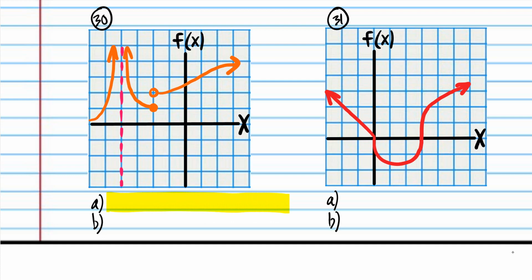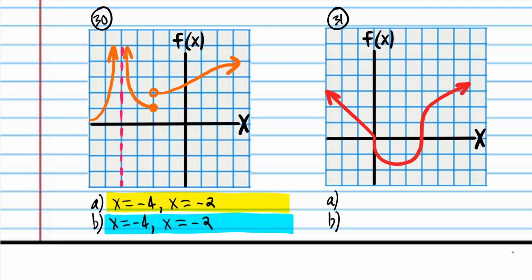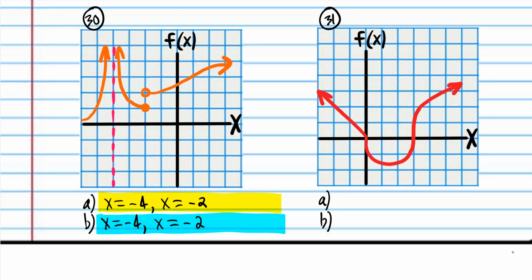Obviously, at x equals -4 and at x equals -2. And where are we not able to find the derivative? Well, we're not able to find the derivative at discontinuities. So obviously x equals -4 and x equals -2. And I don't see any sharp turns or vertical tangent lines, so you don't have to worry about that.